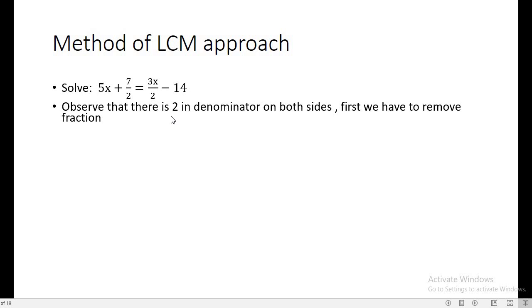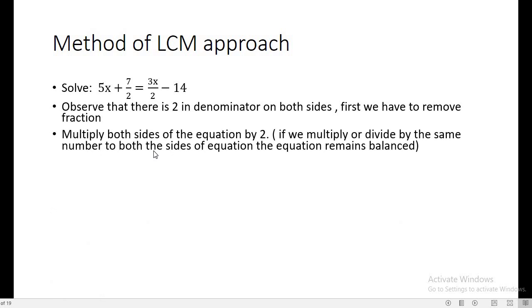So why are we taking the LCM? Because we have to remove the fraction. So we multiply both sides of the equation by 2. As there is an equal sign, the equation must balance itself. So if you are multiplying the left hand side by 2, the right hand side will also have to be multiplied by 2 in order to keep the equation balanced. If we multiply or divide both sides of the equation by the same number, the equation remains balanced.